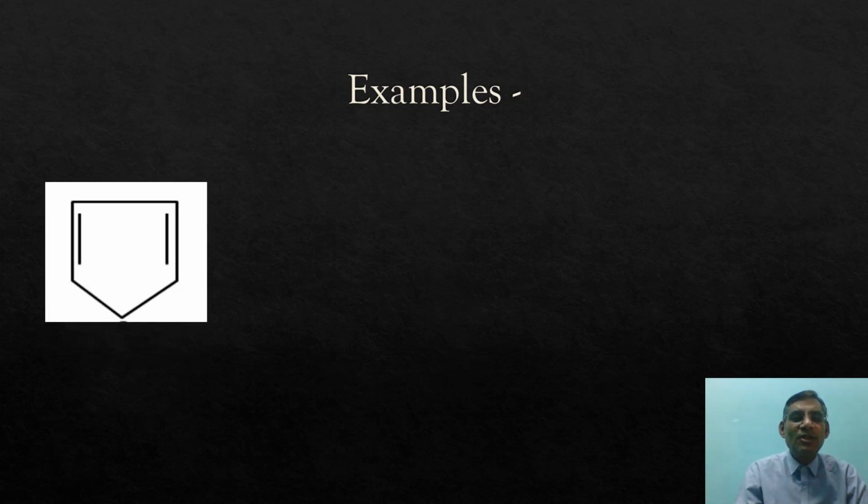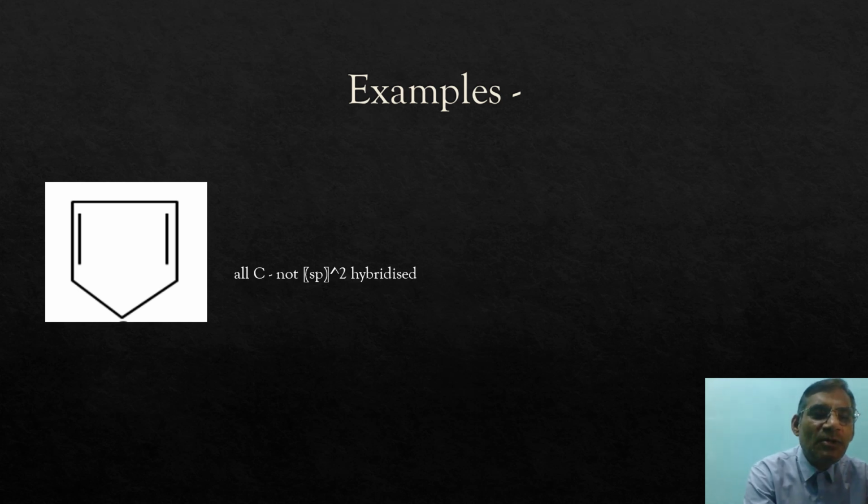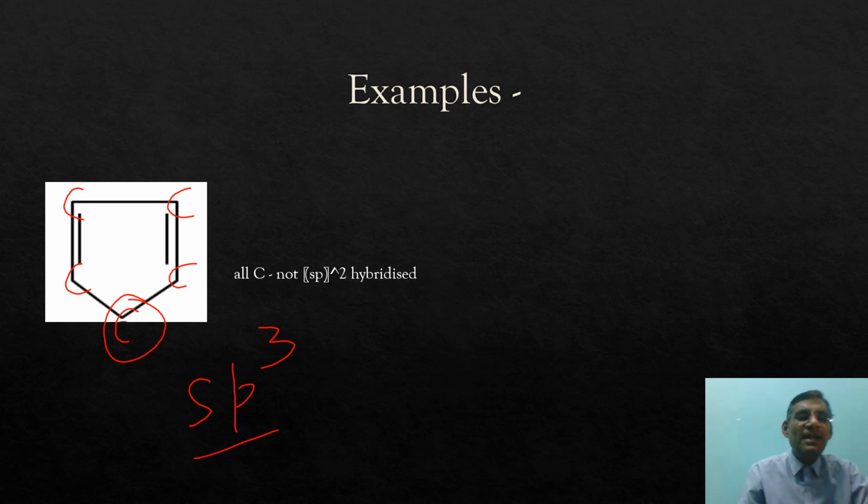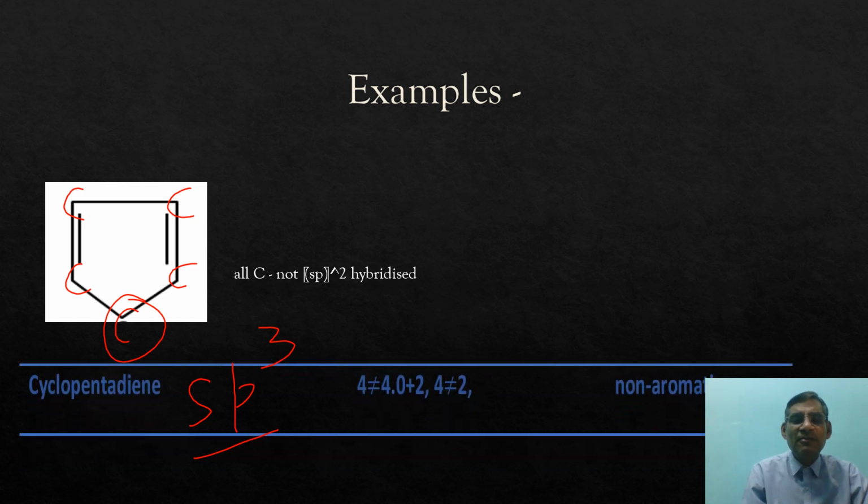See here, conjugation is not followed. This carbon is sp2, this carbon is sp2, this is sp2, this is sp2. What about this carbon? This carbon will be sp3 hybridized. So planarity is not there. All carbons are not sp2 hybridized. So it won't be aromatic. It will be non-aromatic.